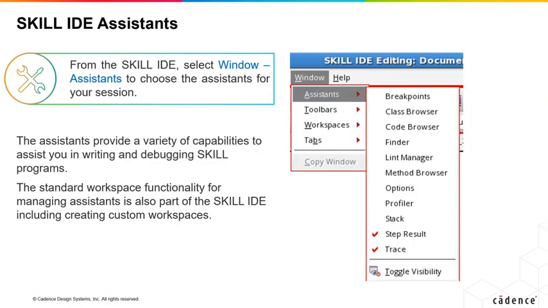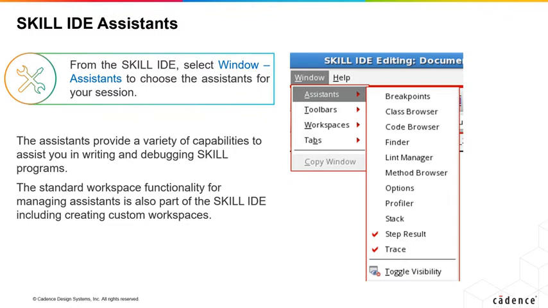Here are additional Skill IDE assistants that are available in the IDE under the Window Assistants menu. They include the standard trace, stack trace, breakpoints, and step results assistants that you've seen previously in the debugging flow. In addition, there is a lint manager and a code browser. For Skill++, there's a class and method browser, and there's also the Finder and Profiler assistants. Now previously this list was part of the Skill Development Toolbox that was under the CIW menu. They are now included as assistants in this menu.